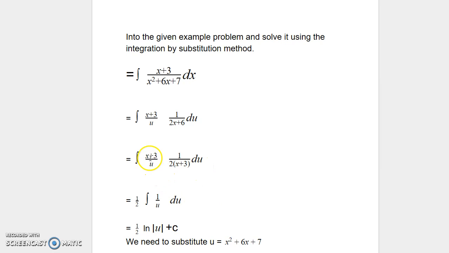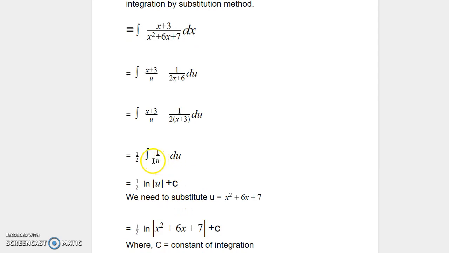As we can see here, we have an x plus 3 in the numerator, x plus 3 in the denominator. Those terms cancel out. We are left with 1 over 2, which is a constant. We can pull it outside of the integration term, as shown here. And then we are left with 1 over u du inside the integration term. So we know the rule states that the integral of 1 over u du is equal to ln of u. So I can write this as 1 over 2 ln of u plus c, where c is a constant of integration.